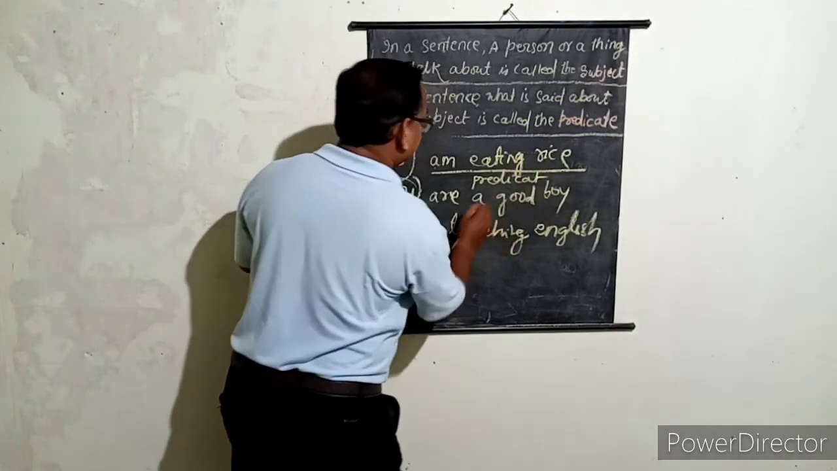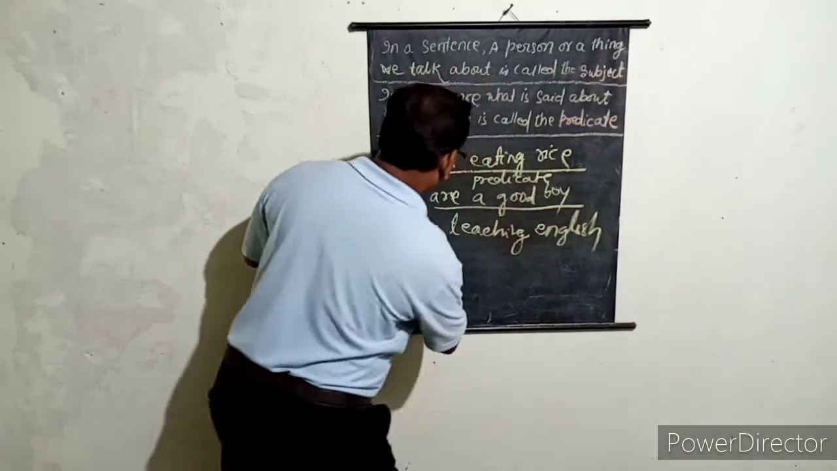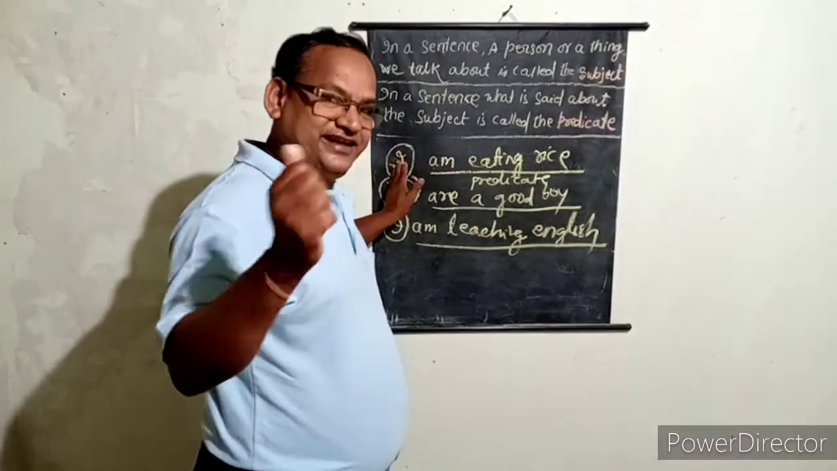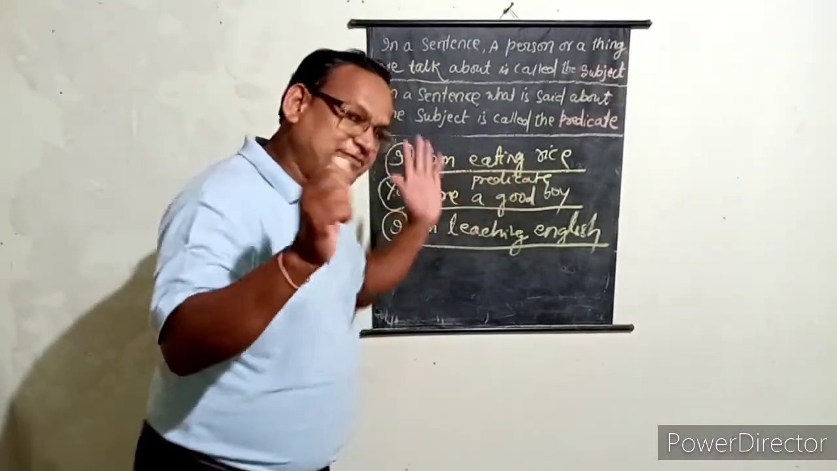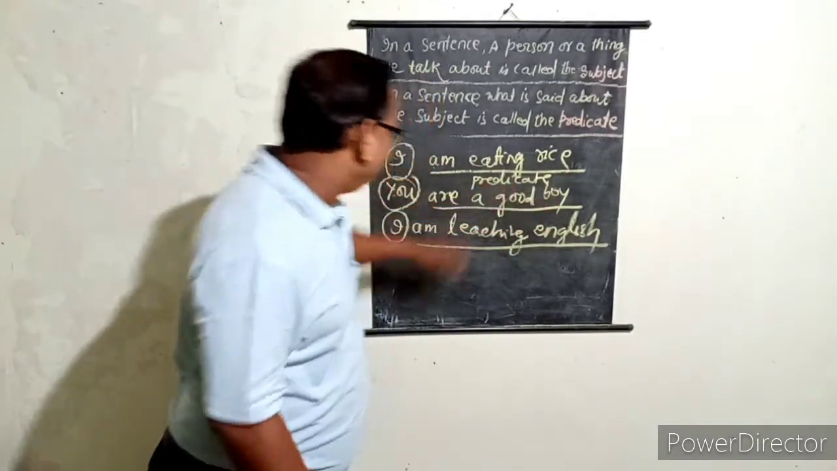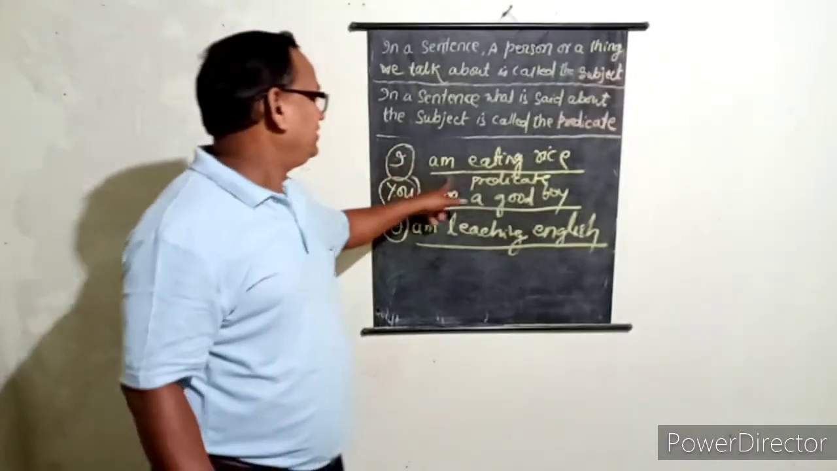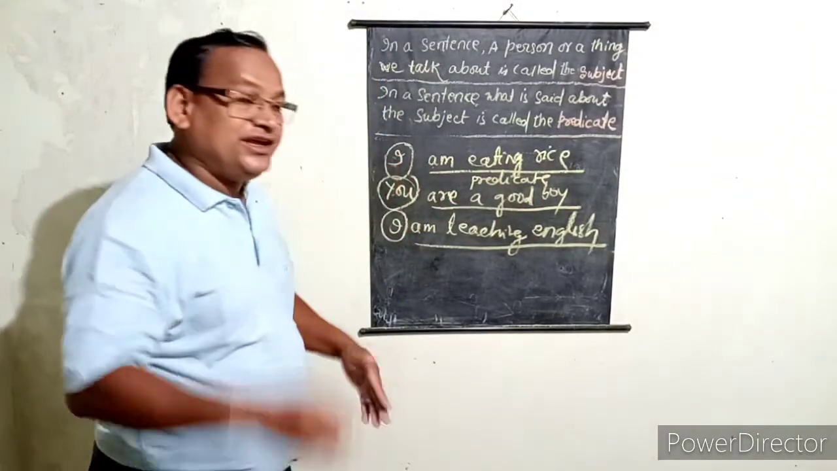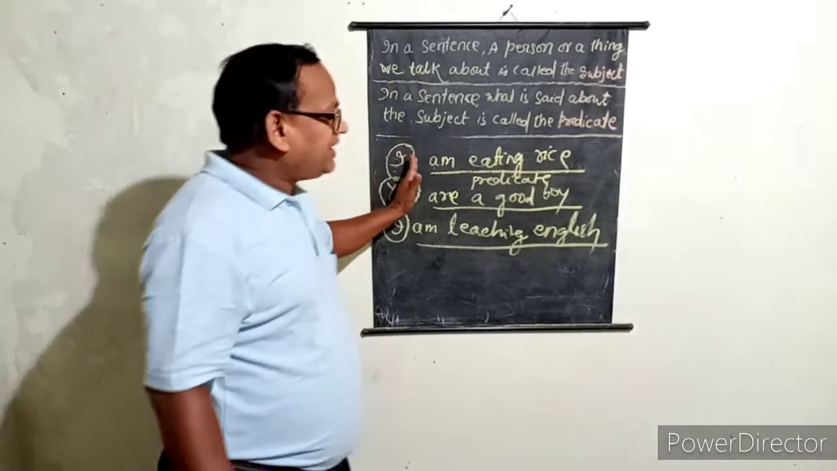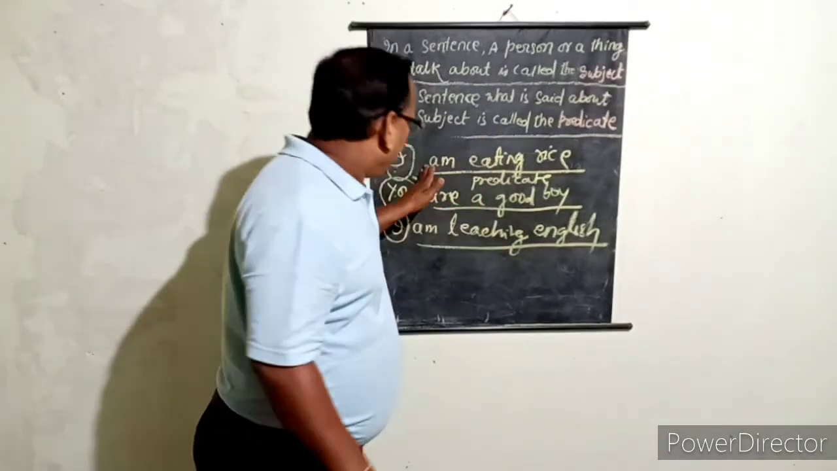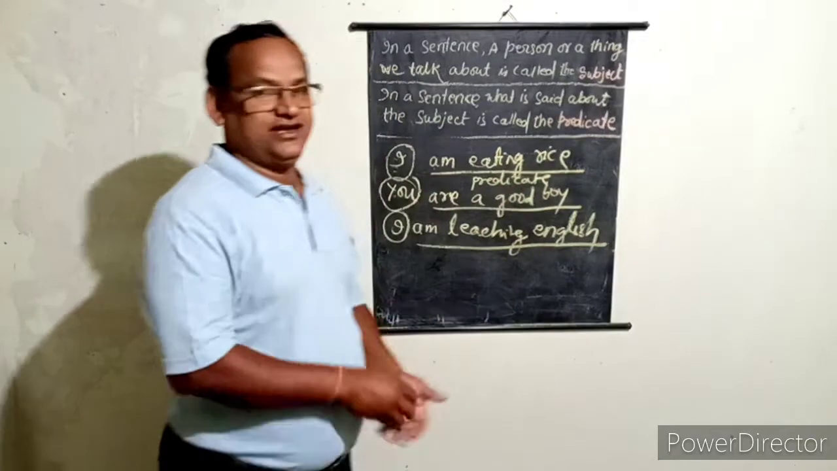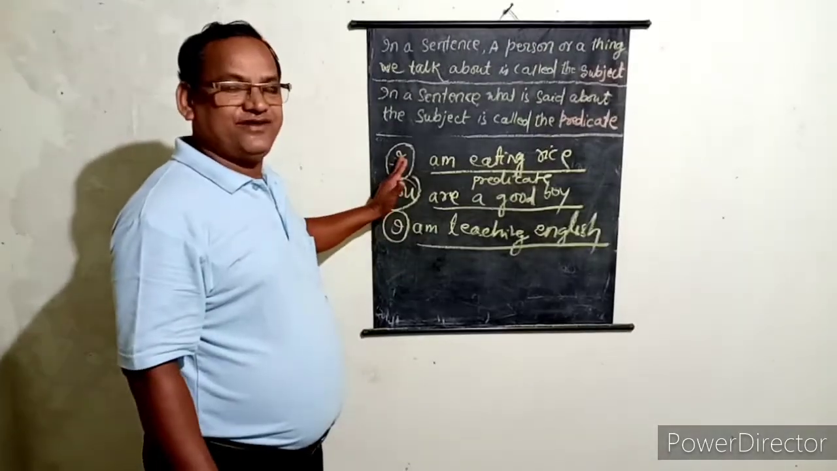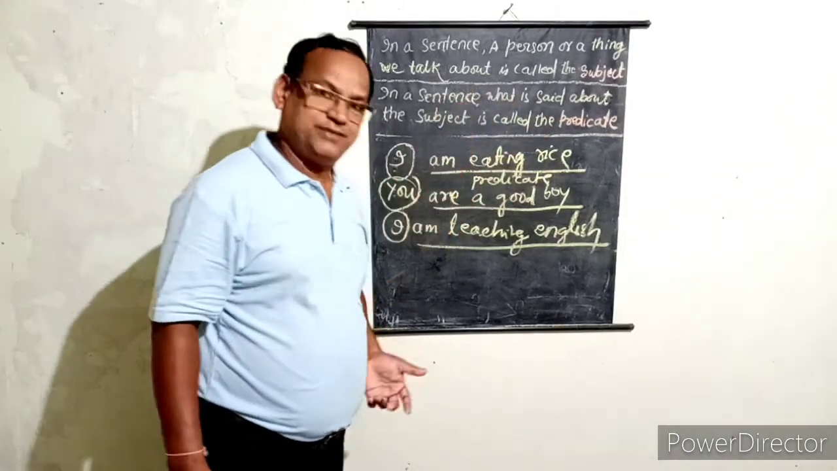What is predicate? In a sentence, any type of sentence, except the subject, the other part is the predicate. If you leave the subject, then whatever other part of the sentence remains is the predicate. Normally, in general, one main part is the subject, and the other is the predicate. Okay?